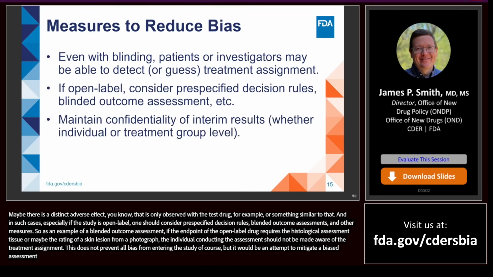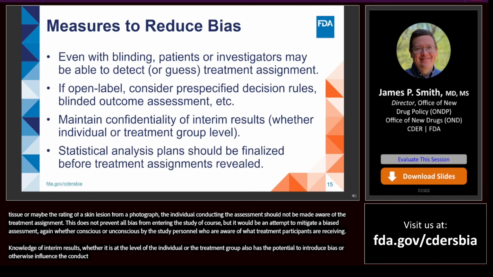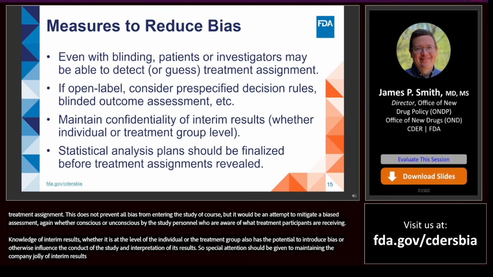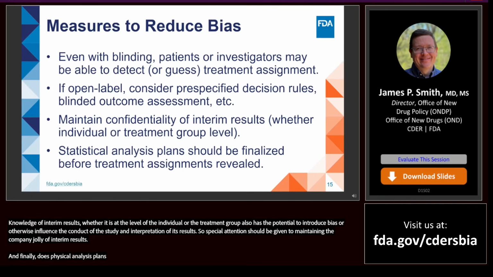Knowledge of interim results, whether it's at the level of the individual or the treatment group, also has the potential to introduce bias or otherwise influence the conduct of the study and interpretation of its results. So special attention should be given to maintaining the confidentiality of interim results. And finalizing statistical analysis plans before treatment assignments are revealed is another mechanism to ensure that knowledge of the data itself does not influence the choice of analyses, or the choice of the inclusion or exclusion of certain data, the weight that's placed on certain endpoints, and so on.